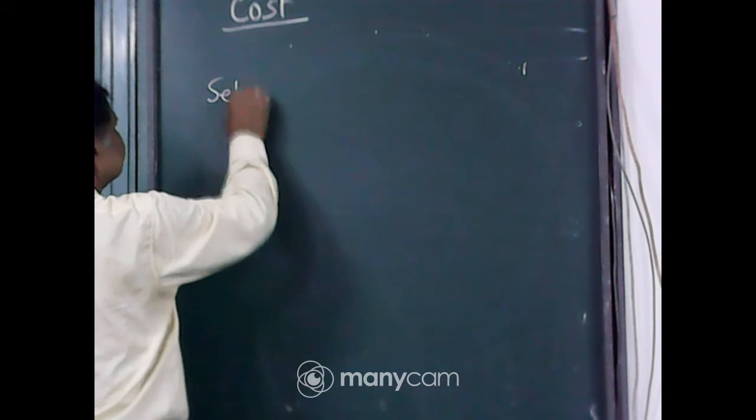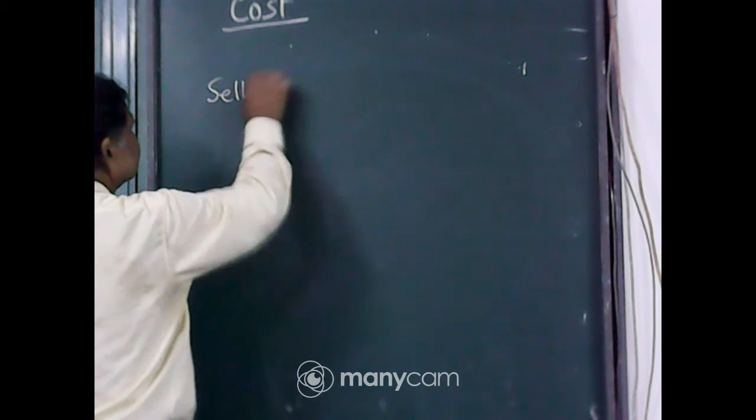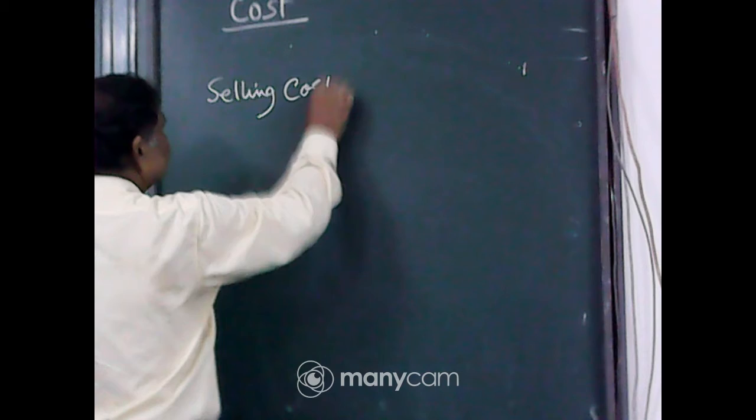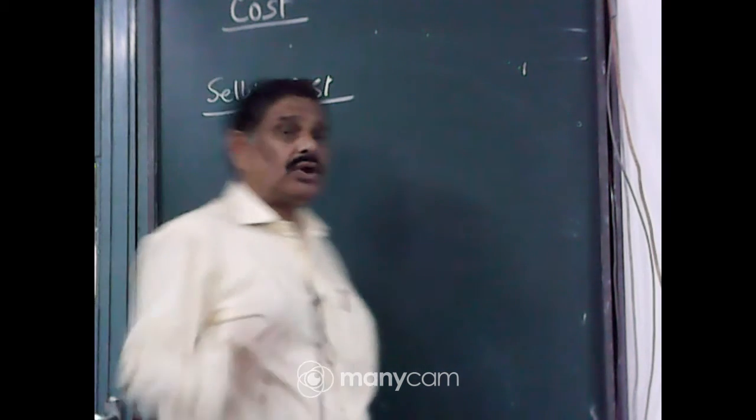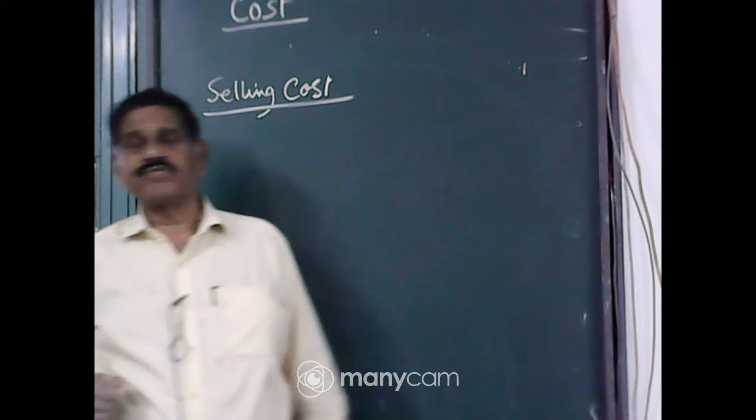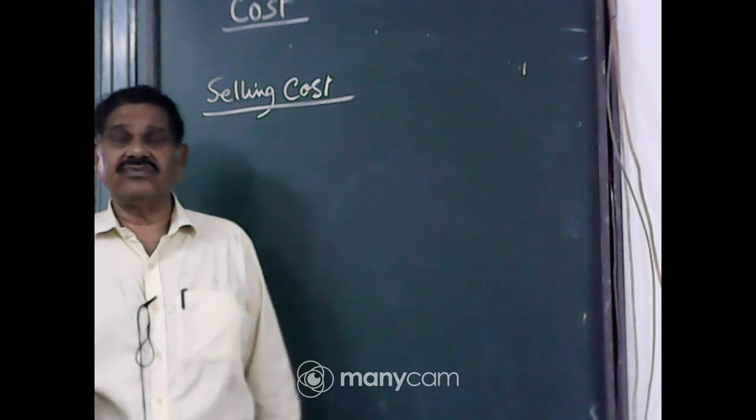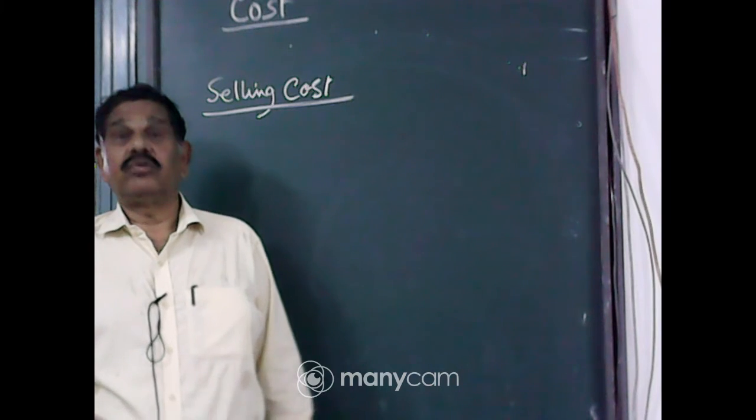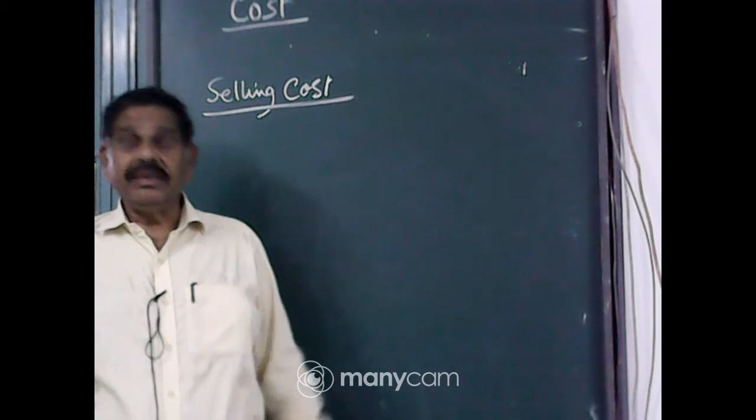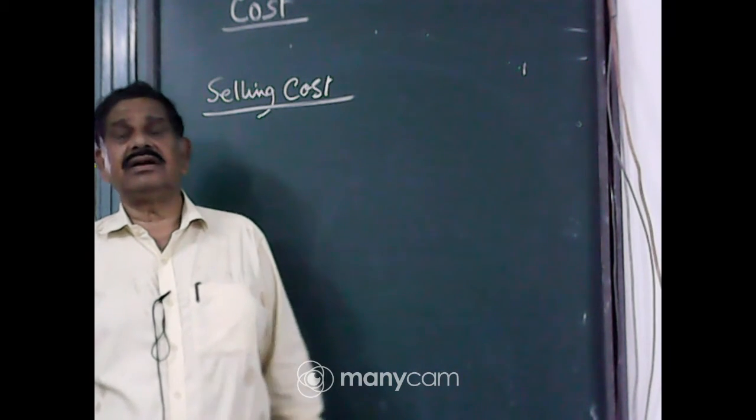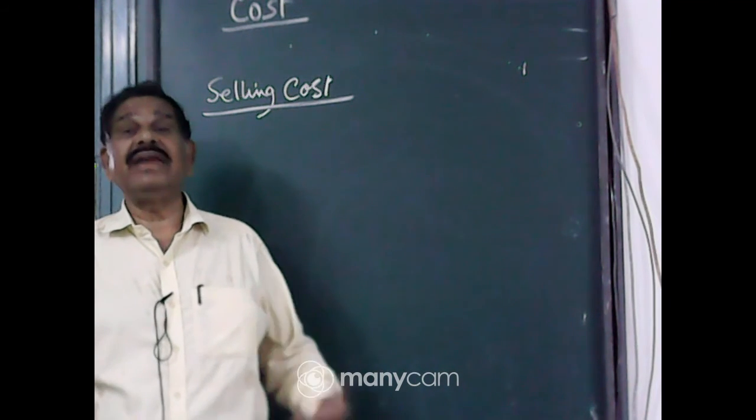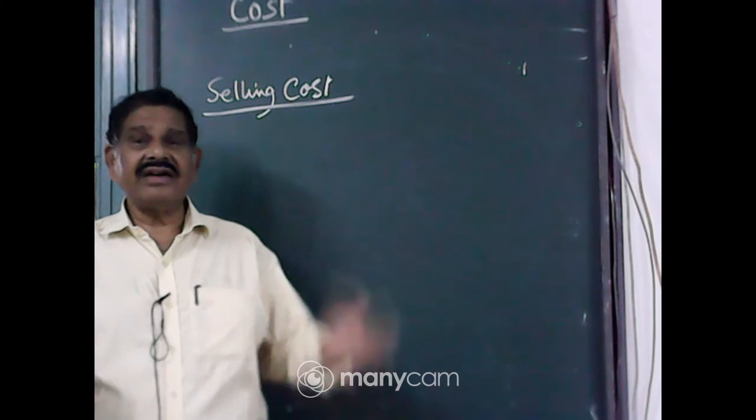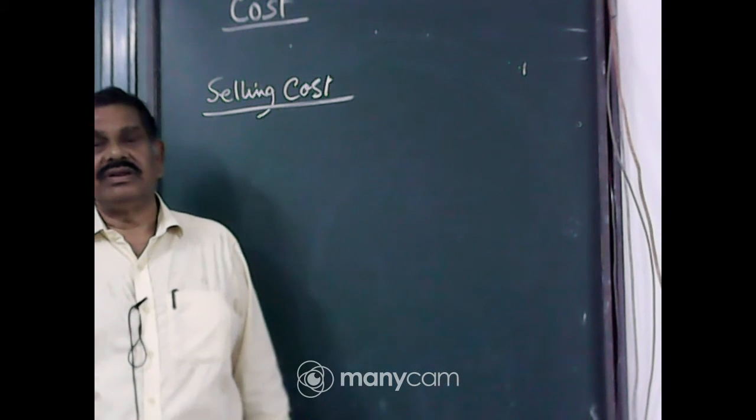Now there is selling cost. What do you mean by selling cost? In order to sell the commodity, the producers have to bear a cost for advertisement. If you don't advertise regarding your product, its advantage, its benefits, the buyers will not buy your commodity.